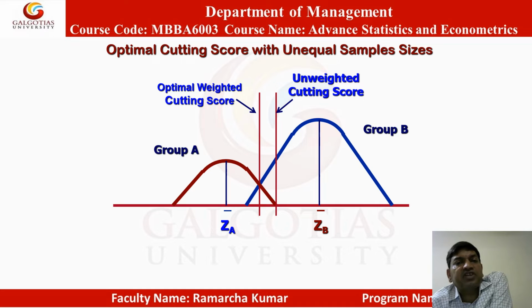Optimum cutting score with unequal sample size. If the sample sizes are different, then you have to select the optimum weighted cutting score, not the unweighted cutting score. You need to change and move to optimal weighted scores, and then you will see the intersection between group A and group B is like this.